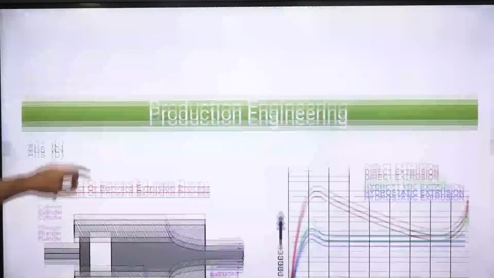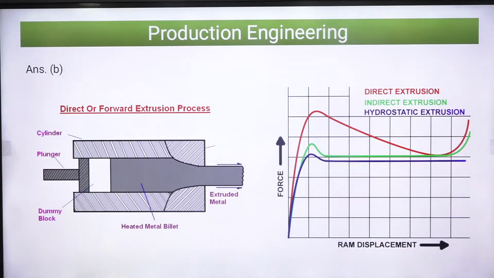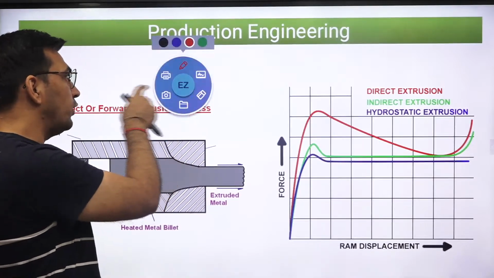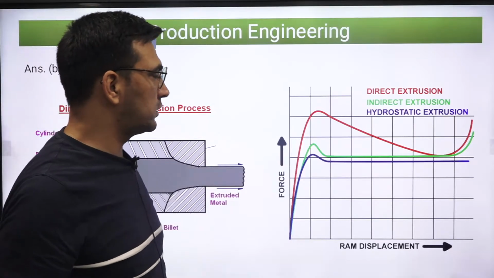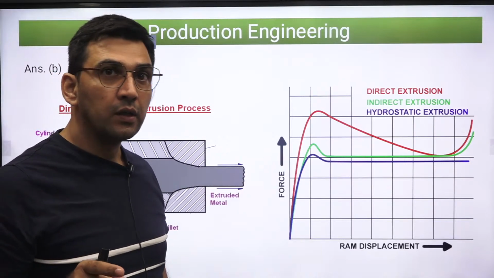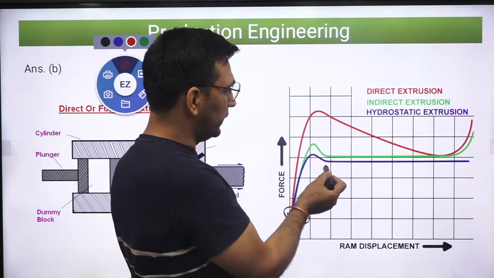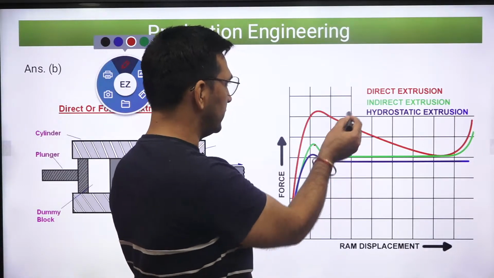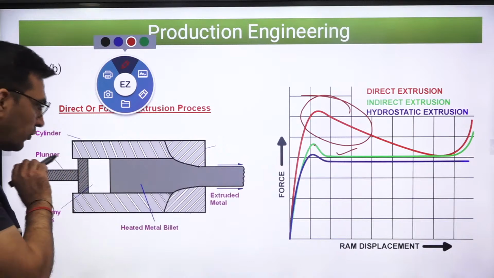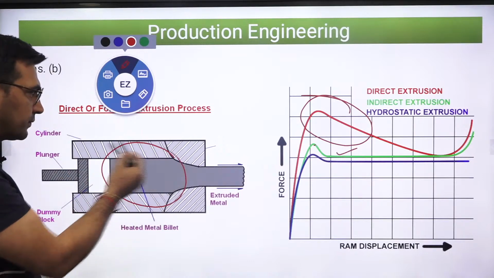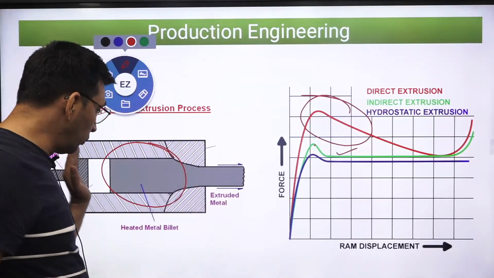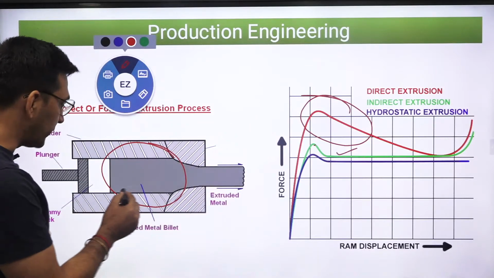See, this is how the situation is. I hope you have gone through this. Why do we need to apply more force in case of direct extrusion compared to indirect extrusion? See, this is the indirect extrusion, the green line, whereas this is the direct extrusion. So here you are applying more force. The reason is that in case of direct extrusion, you are moving the whole billet, right? The whole of the billet is getting moved, and to move that whole billet, you have to overcome the container friction over here.